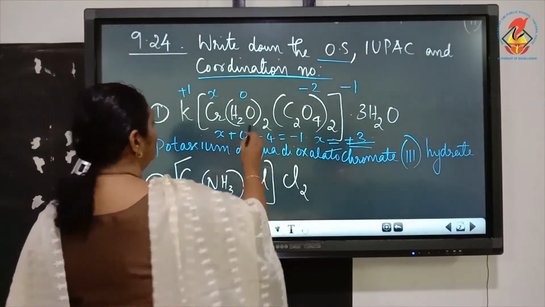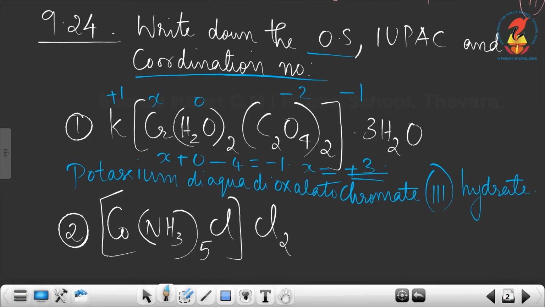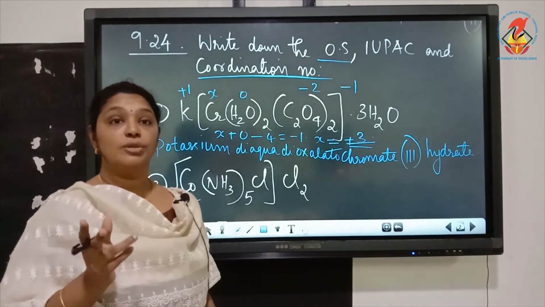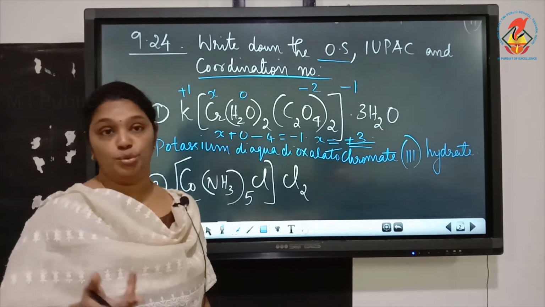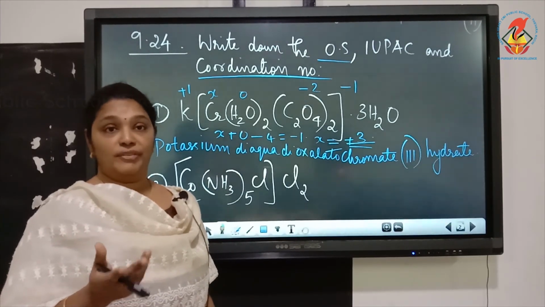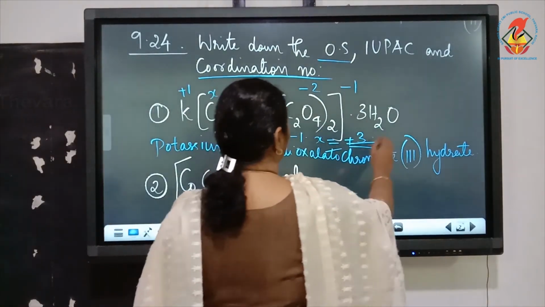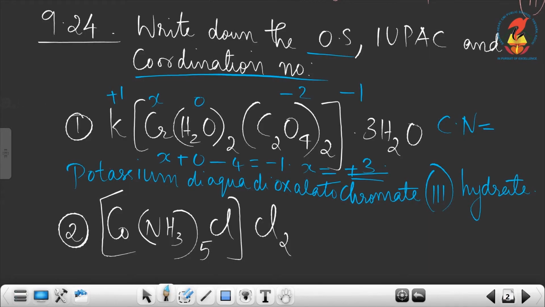Now look at here. Here we have 2 H2O and 2 oxalate ion. We know that oxalate ion is a didentate ligand. So didentate ligand we have to multiply with 2 to find the coordination number. So what will be the coordination number of chromium in this? Coordination number will be equal to 2 into 2, 4. 4 plus this water we have 2. So coordination number will be equal to 6.